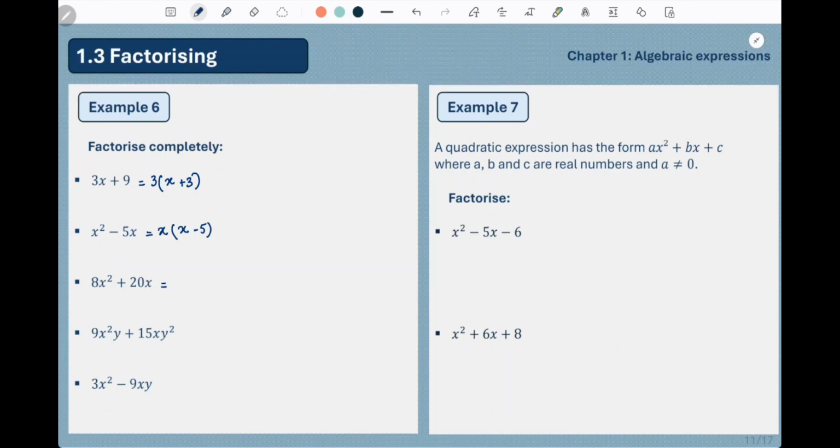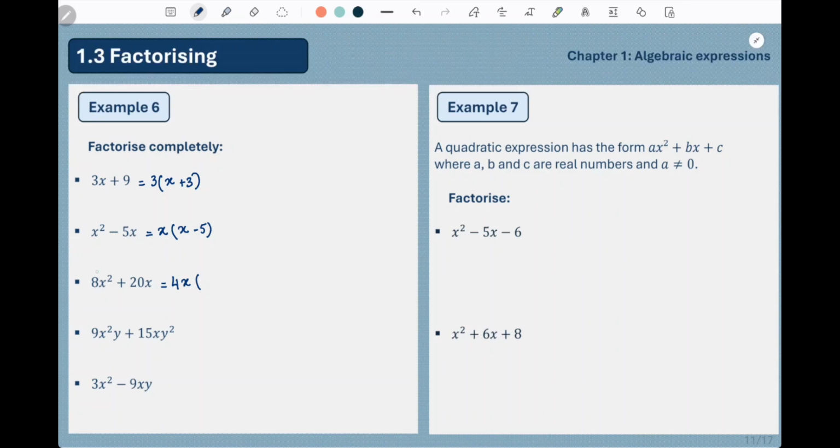So first, I will focus on the numbers. So what is the common factor between 8 and 20? So the highest common factor. Indeed, it is the number 4. So I'd write my number here, 4. What about the x's? There's x squared and x. So the highest power that's in common is x. So it's 4x. Then I open my bracket.